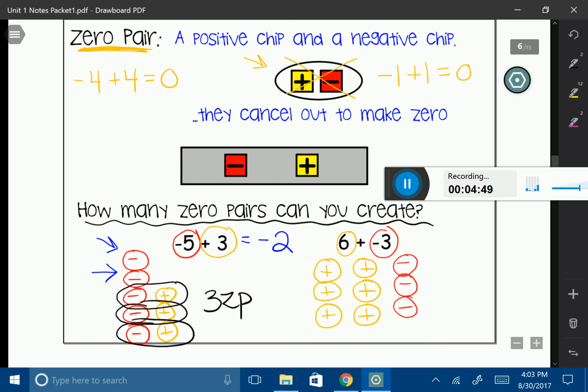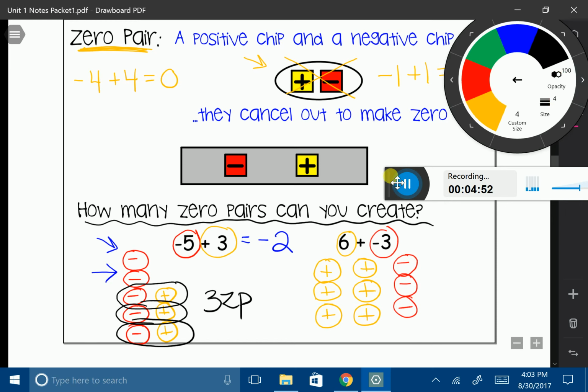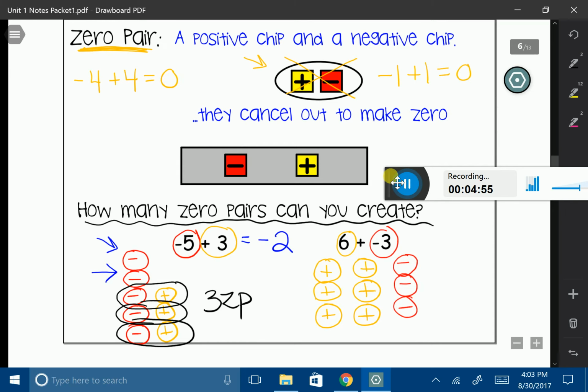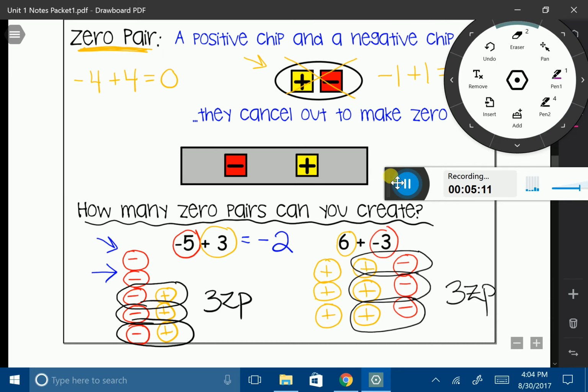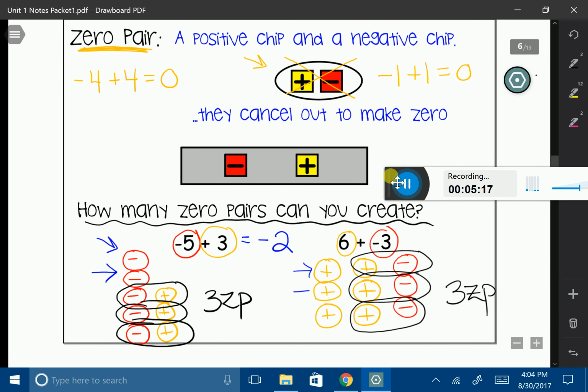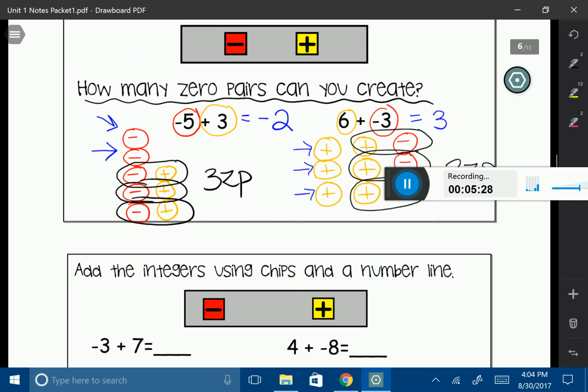There they are. Now, I'm going to go ahead and create my zero pairs. I have 1 zero pair, another zero pair, and another zero pair. Those 3 zero pairs are additive inverses of each other, so essentially they cancel each other out. If you ask yourself, what am I left over with? We're left with 1, 2, 3 positive chips. So therefore, my answer is going to be positive 3. So 6 plus negative 3 is going to equal 3. All right, let's try a few more.